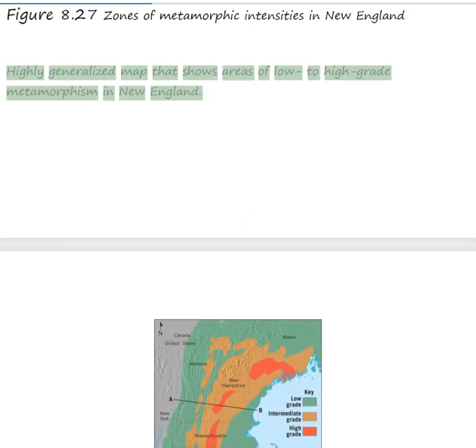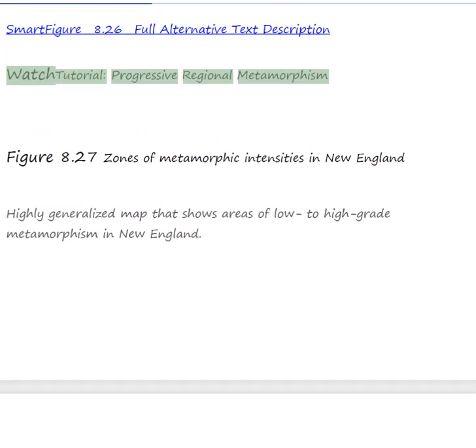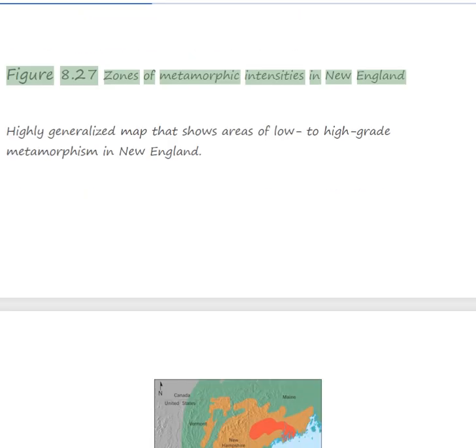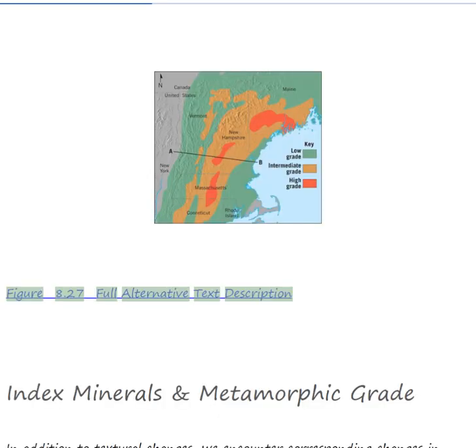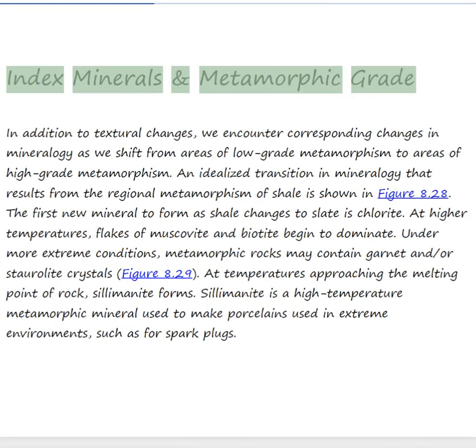Highly generalized map that shows areas of low to high-grade metamorphism in New England. Watch tutorial, Progressive Regional Metamorphism. Figure 8.27 Zones of metamorphic intensities in New England. Figure 8.27 Full alternative text description. Index minerals and metamorphic grade.